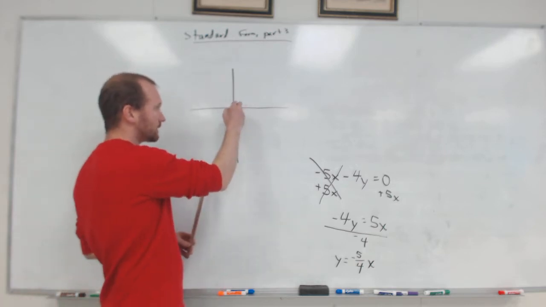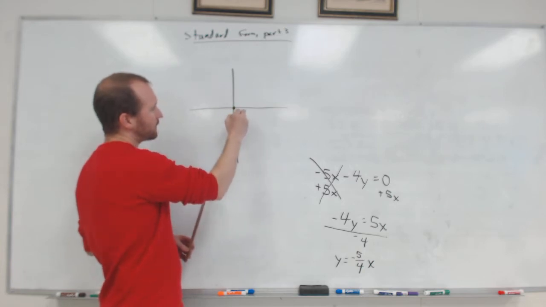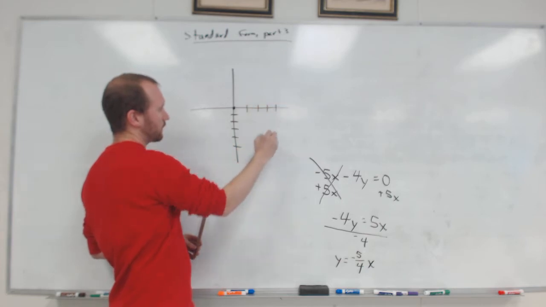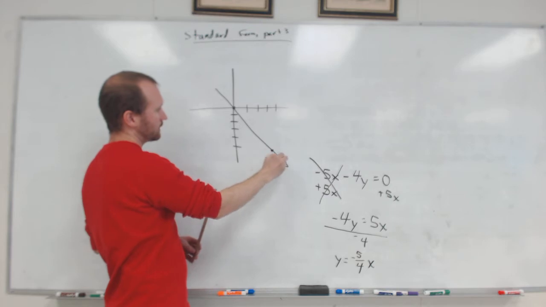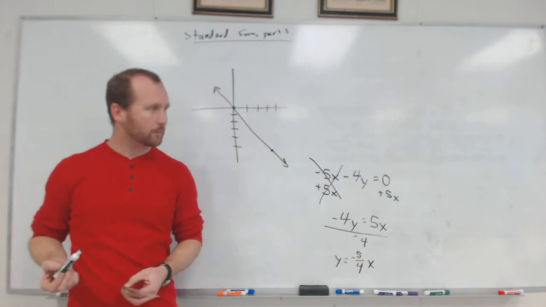So start at the 0, right? Because of the plus 0. And I'm going to go down 5: 1, 2, 3, 4, 5 over 4. And that's my line. Right?